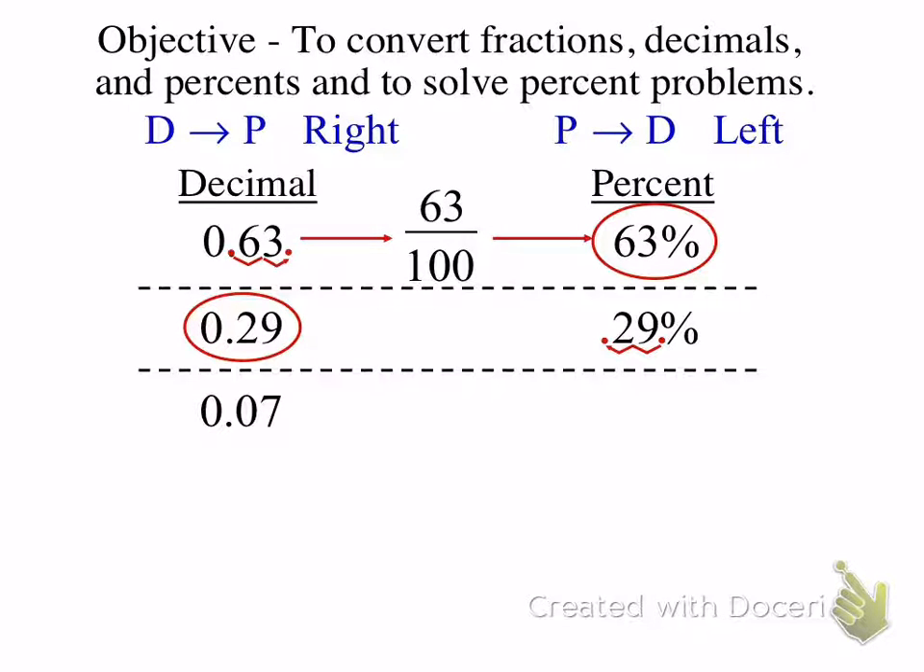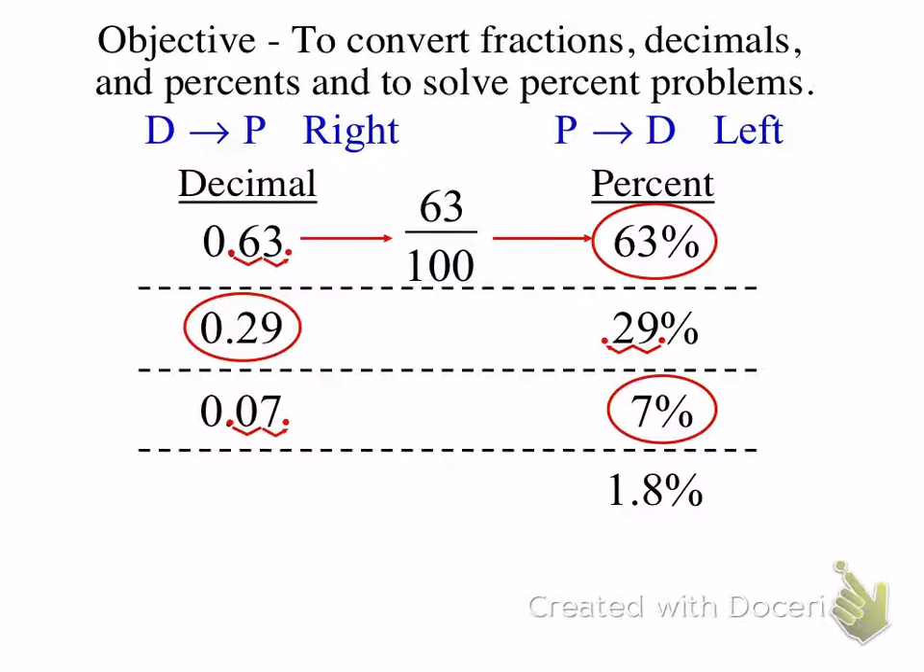Okay, what would I do with this decimal? How about Josh? You would move the decimal over 2. And what does it become? 7%. Good. What about the next one? Camille. You'd move it to the left 2 times, and you'd get 0.18. Good. You could say 18 thousandths or 0 and 18 thousandths.